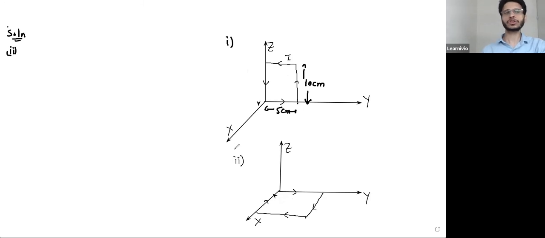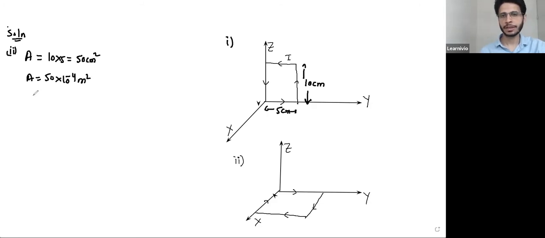So this is your coil. First of all, calculate the area of the coil. What's the dimension? 10 by 5. Dimensions are 10 by 5. So 50 centimeters square. It's better if you can convert this into SI units. It's 50 into 10 raised to the power minus 4 meters square. That's your area. Your current is 12 ampere.